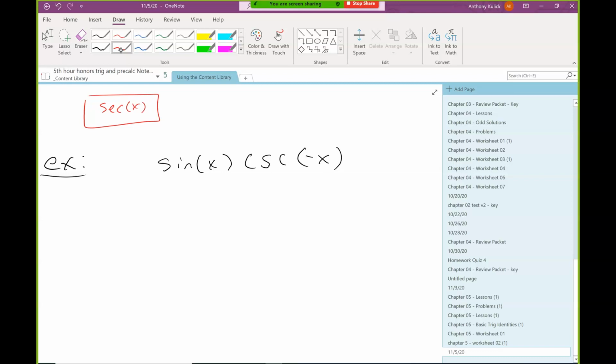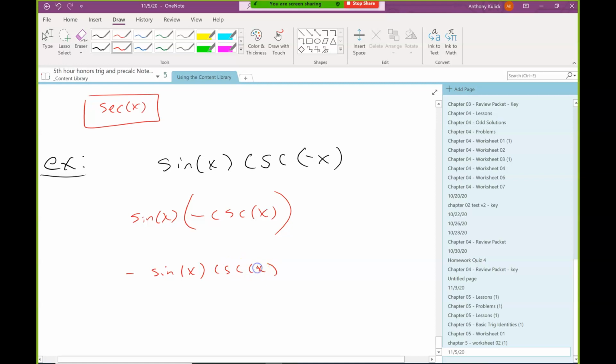Great. And then I'll just rewrite it that way because it's a little bit nicer. Everybody's okay with that? I can just move the negative sign all the way out front since everything is just being multiplied together. It's okay to do that.